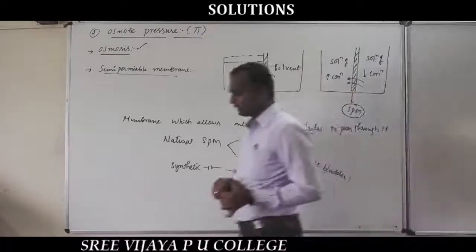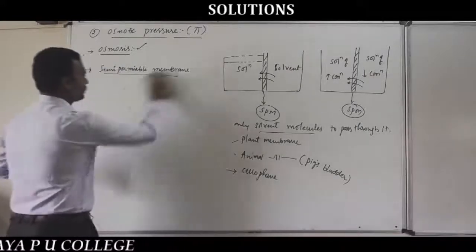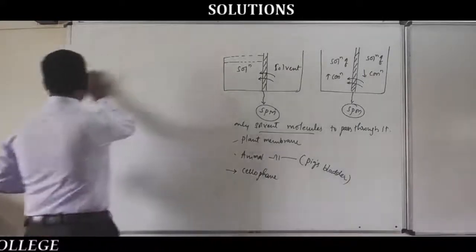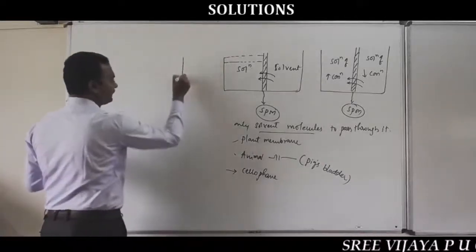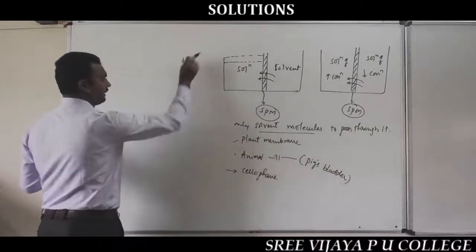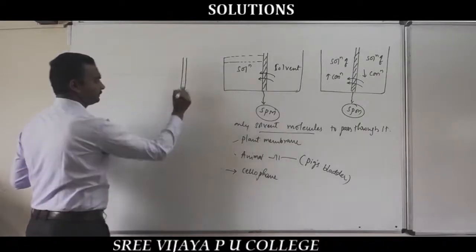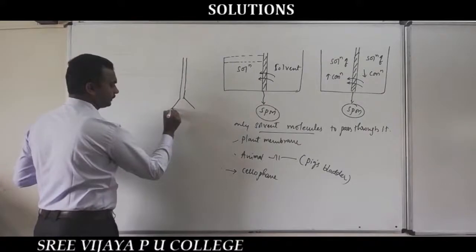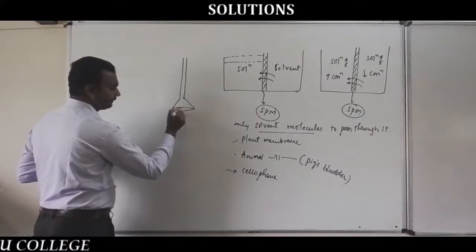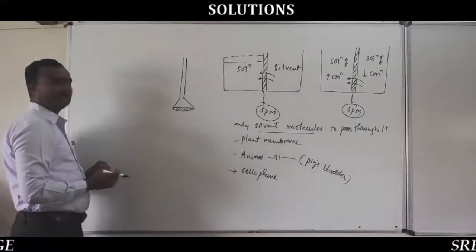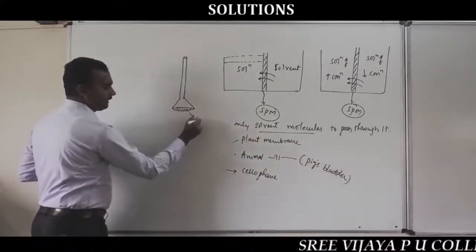Okay, let me take an illustration about osmosis. I'm going to consider a funnel in the inverted position. This is the funnel. The mouth of the funnel is covered or coated with a semi-permeable membrane.